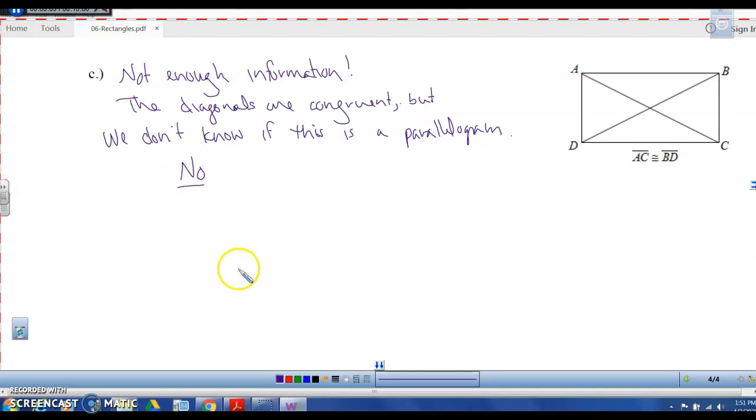So if you want to use congruent diagonals, you have to prove it's a parallelogram first. Since we don't know if this is a parallelogram or not, we can't say this is a rectangle. We can just say it's a quadrilateral with congruent diagonals. Okay, so that is all the properties of a rectangle and how to prove what a rectangle is.